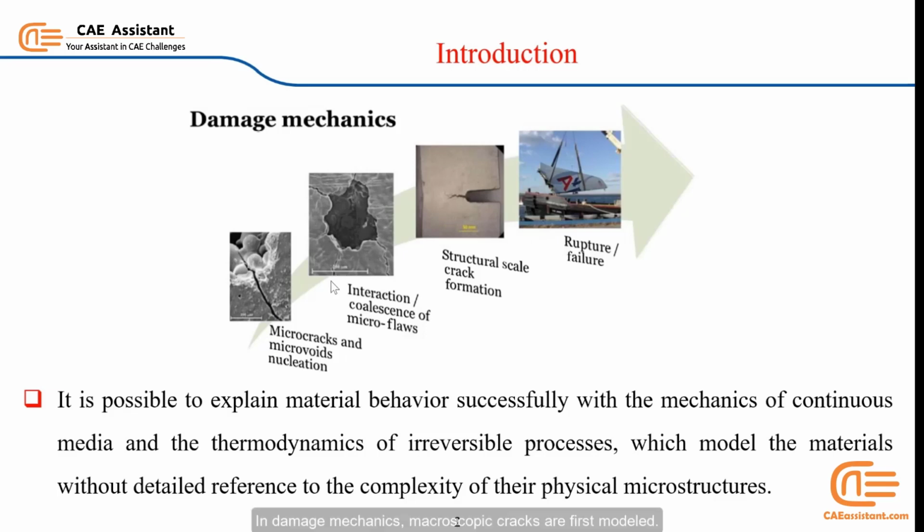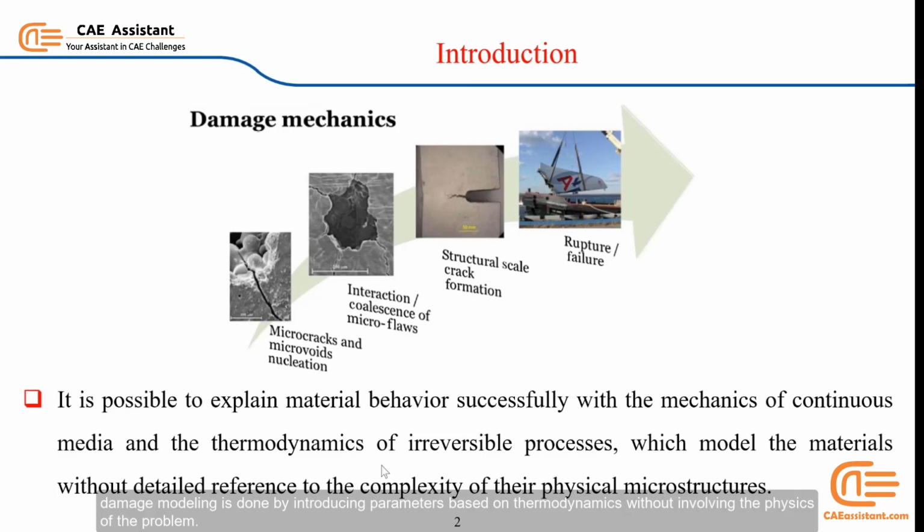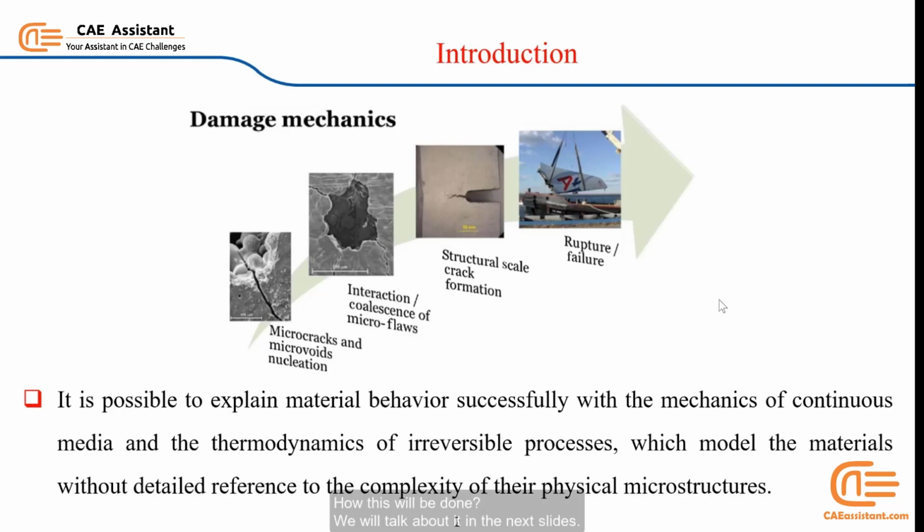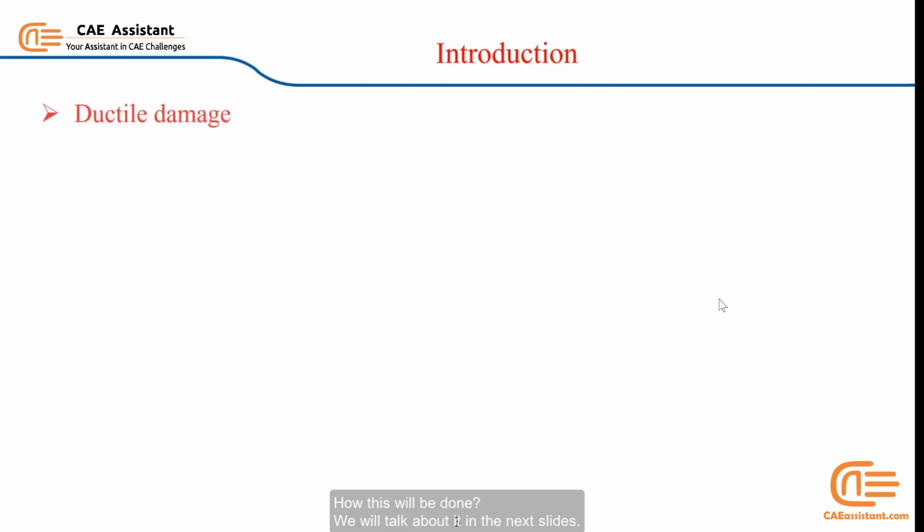In damage mechanics, microcracks are first modeled. In other words, the prediction of the occurrence of microcracks and their growth will be modeled. In damage mechanics, instead of getting into the physics of the problem, damage modeling is done by introducing parameters based on thermodynamics without involving the physics of the problem. How will this be done? We will talk about it in the next slides.